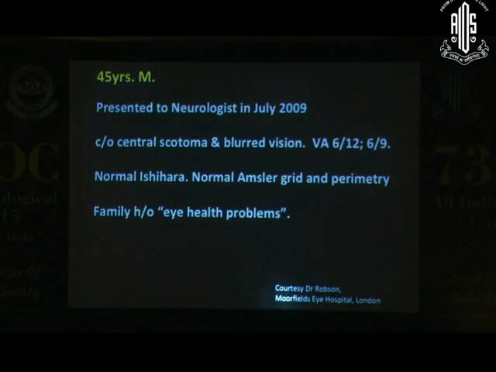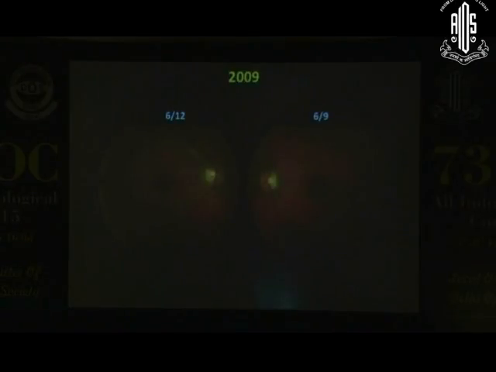That's the last case, I think. Yeah, that's courtesy Dr. Robs again. This gentleman presented to a neurologist in 2009 with central scotomas and vision of 6/12, 6/9. Normal color, normal Amsler. That's his fundus. I don't think you can make it out, but there is a little yellowish dot right at the center of the fovea, otherwise a completely normal fundus.